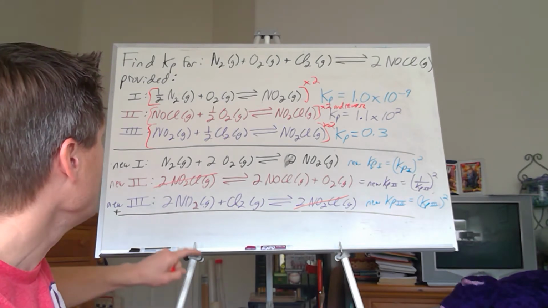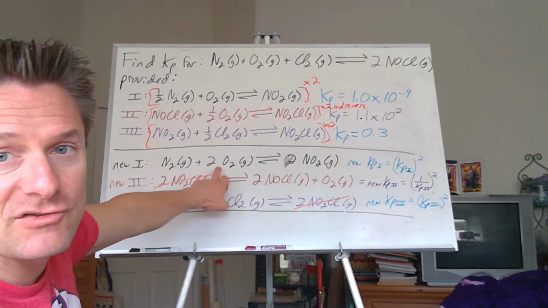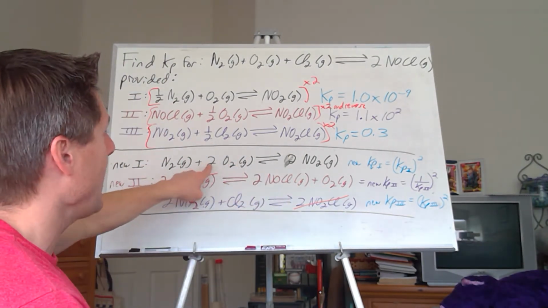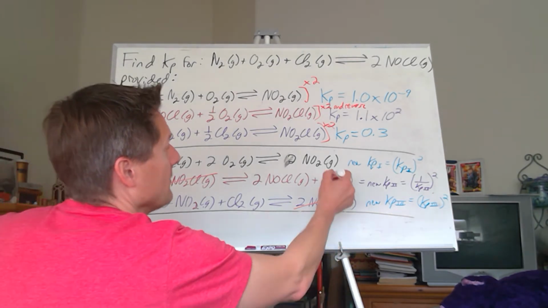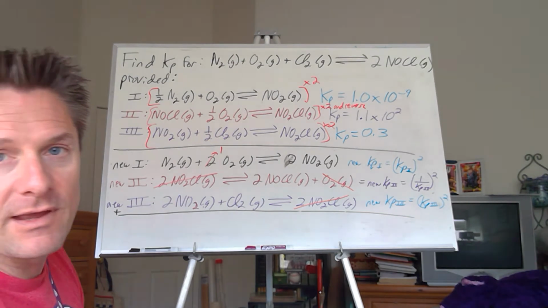Now let's take a look. Does anything else cancel out here? I've got 2 oxygens on the left-hand side here, and I'm going to have 1 on the right. So that's going to cancel out and leave that as a 1. So this O2 is going to cancel, and that's going to go to a 1. See how that pans out?